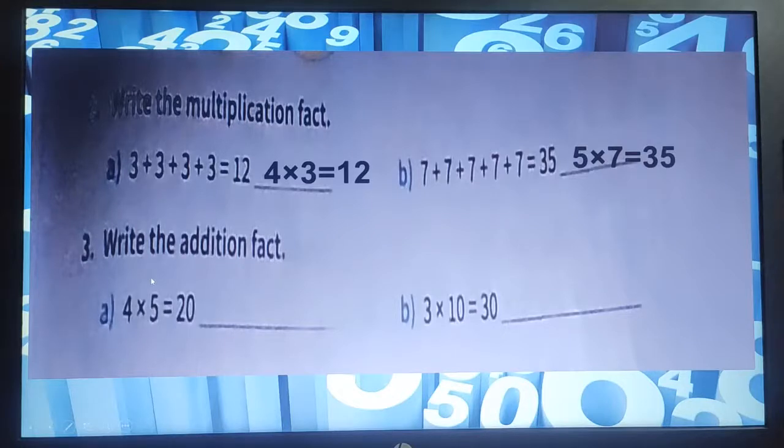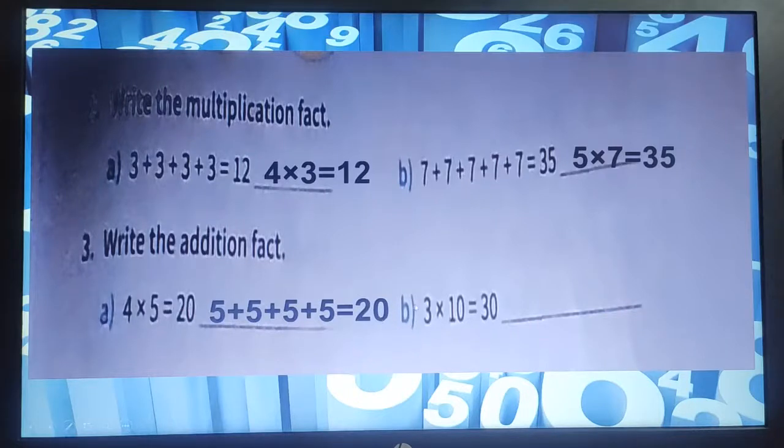Now down, write the addition factor. Just opposite to the above one, we have to write the addition factor here. 4 into 5 is equal to 20. How many times do we have to add? We have to add 5, 4 times. That is 5 plus 5 plus 5 plus 5 is equal to 20.